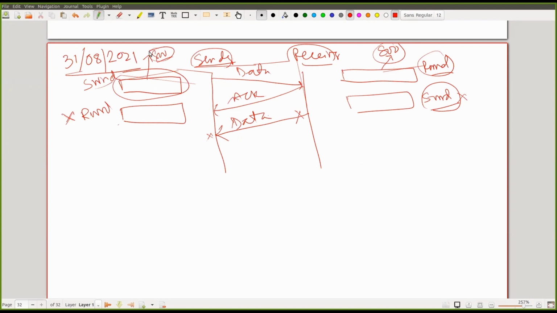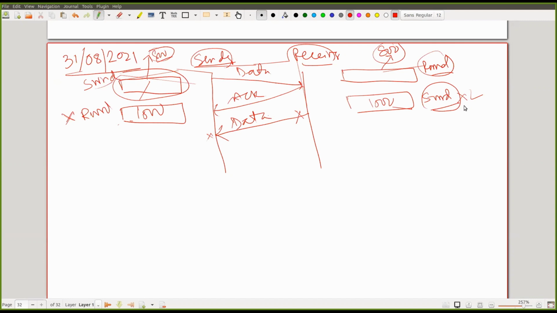Similarly, if I want to set the send window at the receiver, I must know the receive window at the sender. If it is 1000, then only I set it to 1000. That means this send window depends on this receive window, and this send window depends on this receive window. The send window is set based on the capability of the other end's receive window size. That is the concept we discussed in the last class, a very important concept.